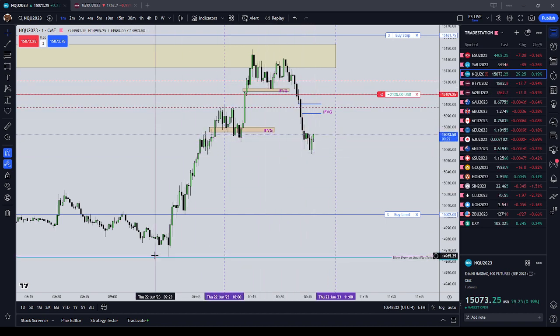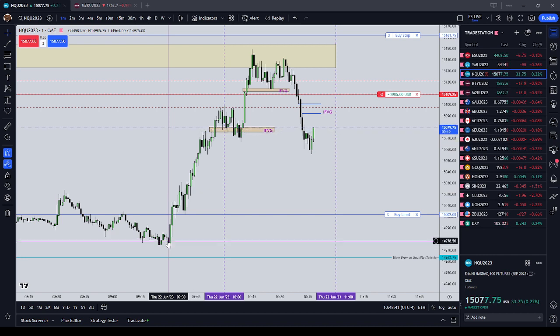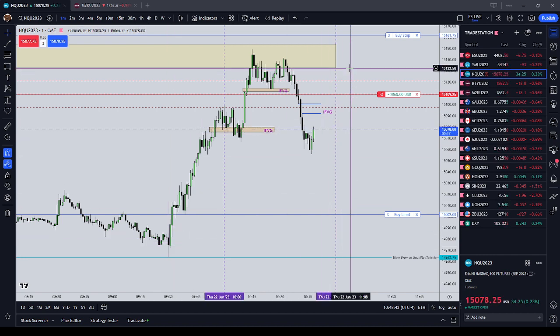But ultimately, again, I think our draw on liquidity is much lower, back below New York AM low. New York AM low would be at 964 evens, and I think we're probably going to see trade below that at some point today.